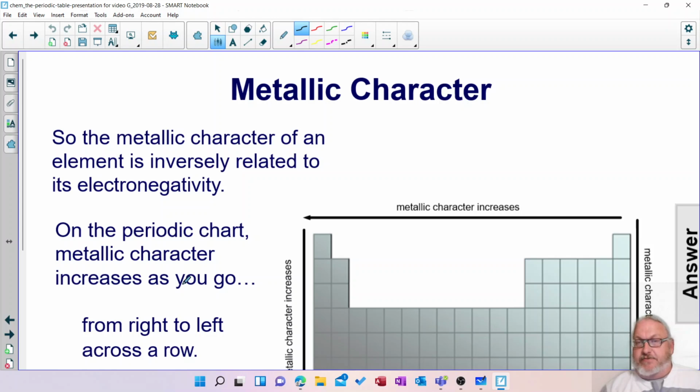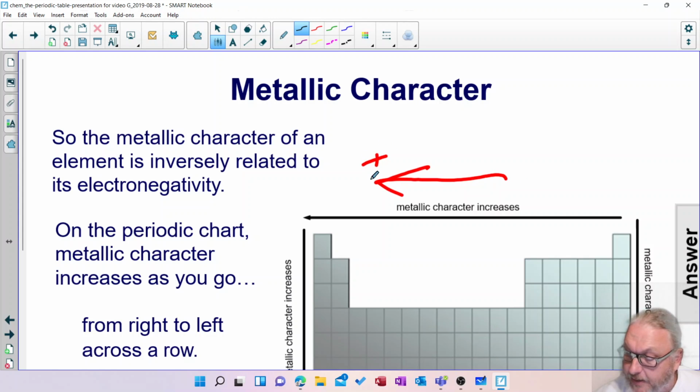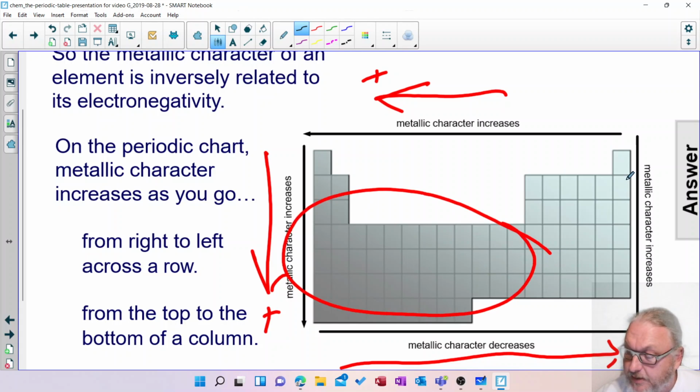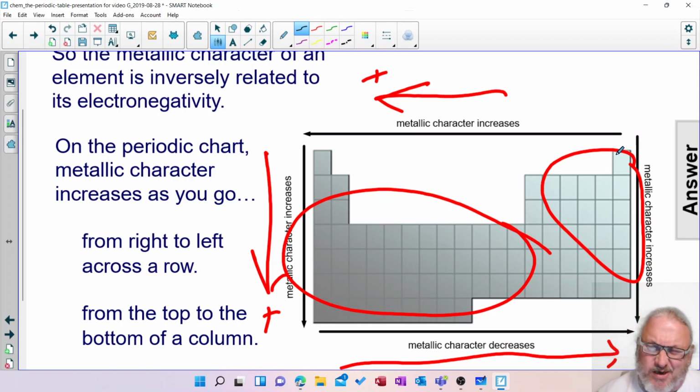So if we look at the metallic character of an element, it's going to be inversely related to its electronegativity. All right, so metallic character will increase going that way. All right, and it's going to increase going down. Okay, it's going to decrease going that way. So these are your metals, and of course these have less metallic character. We call them nonmetals.